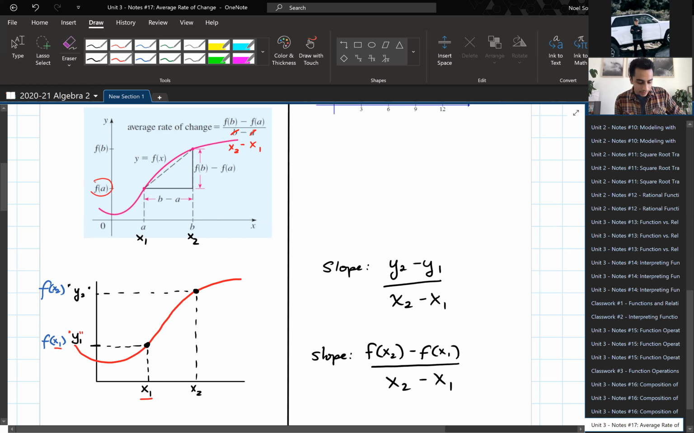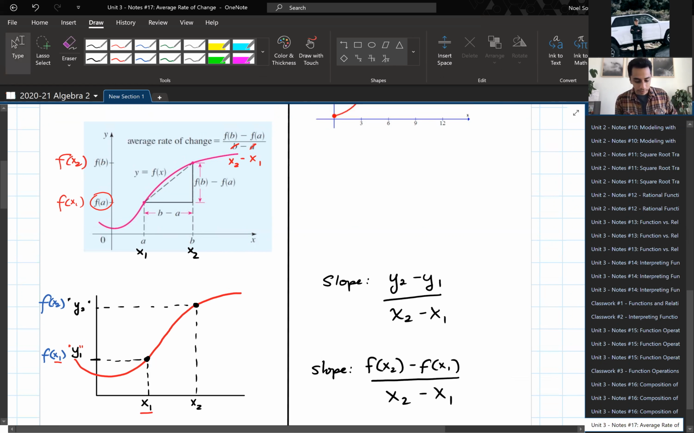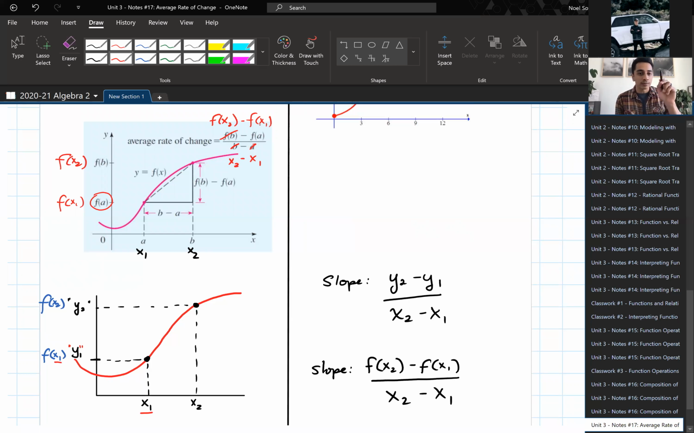Then look at this value right here. Instead of f of A, well, we know A is x1, so that's f of x1. And instead of B, we know B is x2, that's f of x2. So if I make the changes up here, f of x2 minus f of x1, the numerator is just y2 minus y1. That's it. It's just the change in y, all over x2 minus x1. They've just written it in a different way, and that's literally all it is.